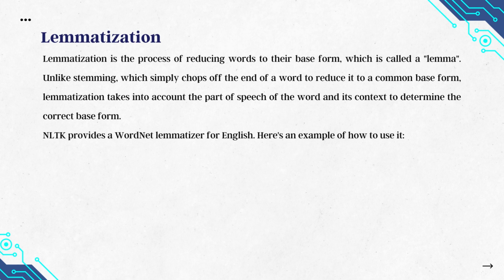The next is lemmatization. It is a process of reducing words to a base form, which is called a lemma. It is similar to stemming, but unlike stemming, which simply chops off the end of a word to reduce it to a common base form, lemmatization takes into account the part of speech of the word and its context to determine the correct base form. NLTK provides a WordNet lemmatizer for English. Here is an example of how to use it.